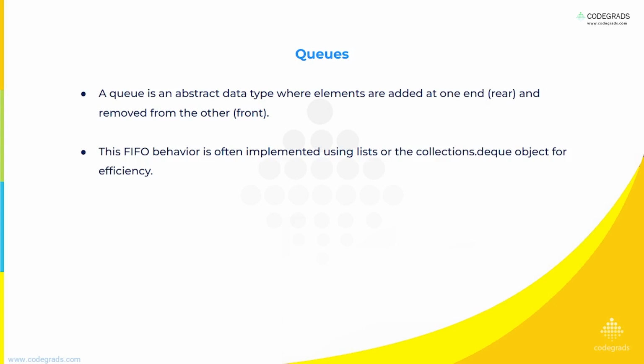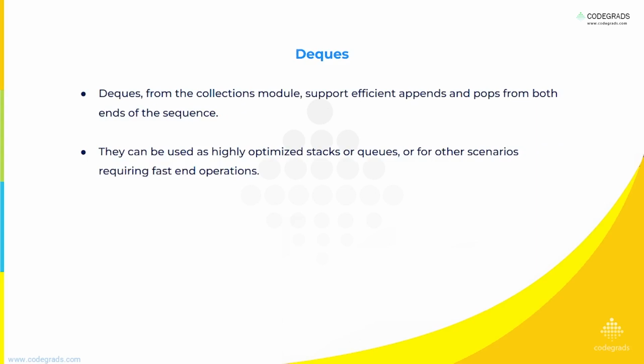So we basically have to import it. From collections we have to import deque, then we have to call the deque function, and then we can append. Next is the deque, which is the double-ended queue. A deque from the collections module supports efficient appends and pops from both ends of the sequence, and can be used as highly optimized stacks or queues or for other scenarios requiring fast operations. So deque allows adding and removing from both ends.